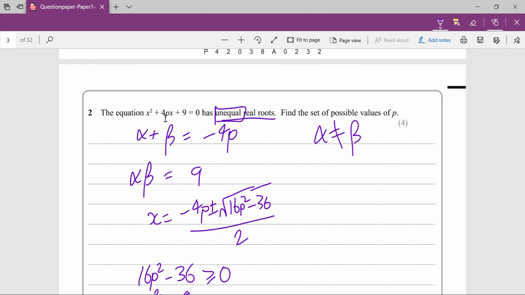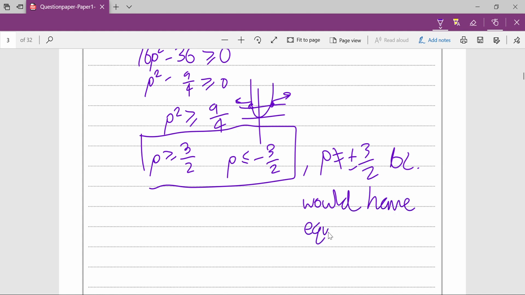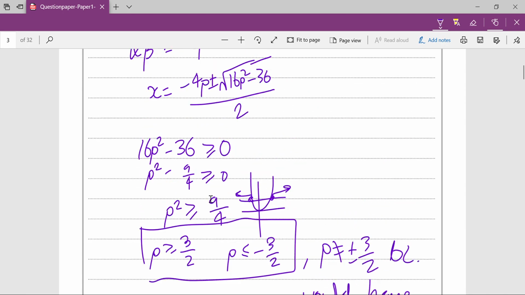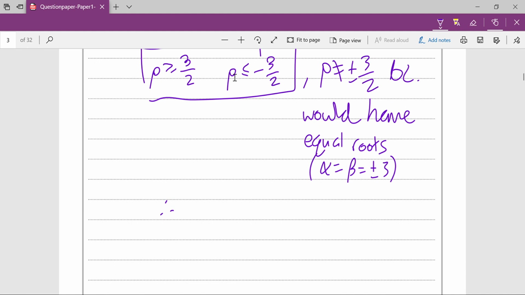So we know that p cannot be equal to plus or minus 3 over 2 because it would have equal roots, in the case that alpha would be equal to beta, equal to plus 3 and minus 3. Therefore, our final possible values of p, or range of possible values of p, would be this set, not including this.